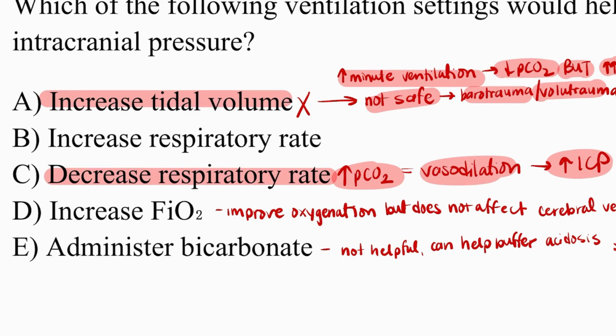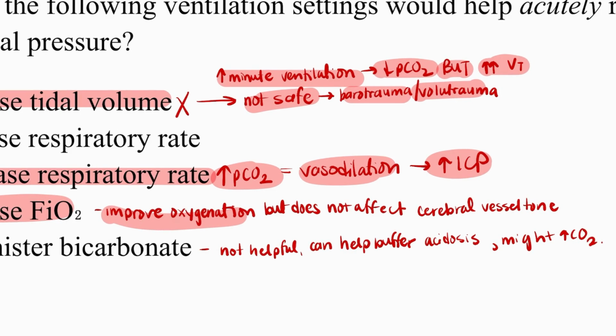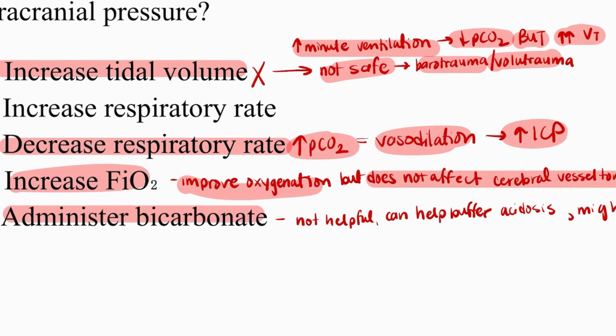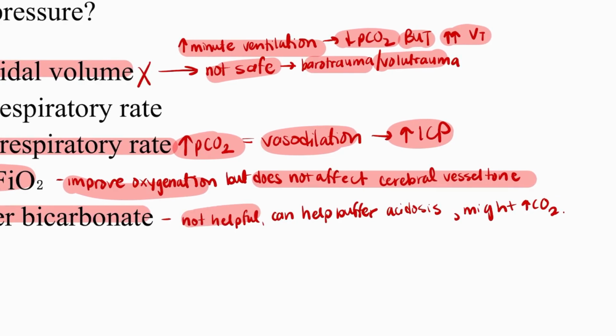And then D is increase the fractional oxygen, FiO2. It will increase oxygenation, but it doesn't really impact the cerebral vessel tone. And then administer bicarb. Well, that's not really helpful, even though it can help buffer acidosis. It doesn't really affect the vessel tone as much as the correct option. In fact, it might even increase the CO2 levels, which will again vasodilate and increase the intracranial pressure.